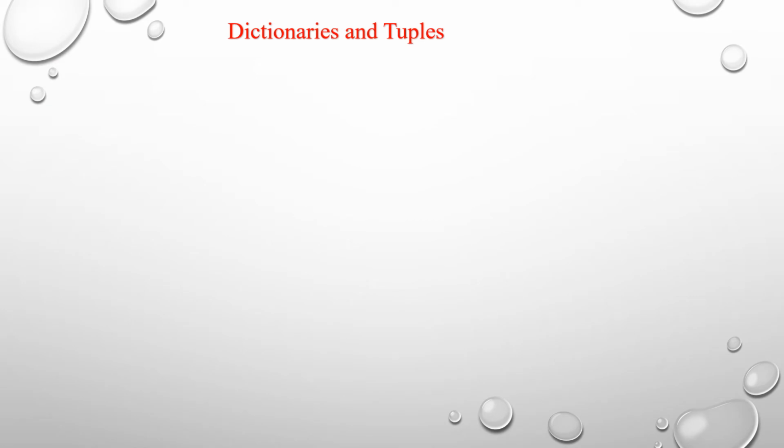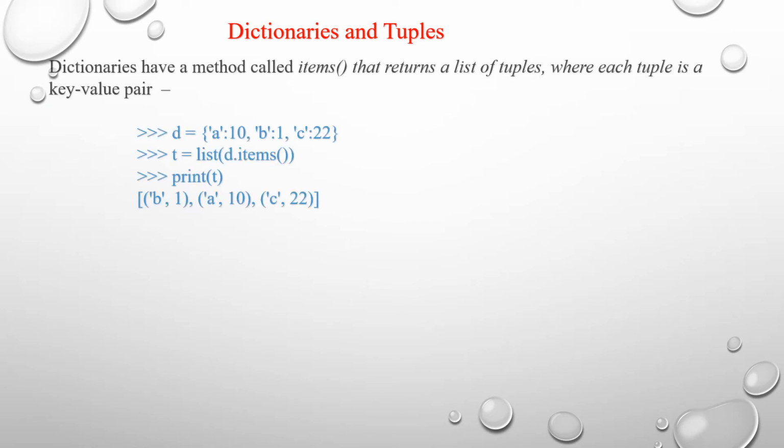Now we will look into dictionaries and tuples. Dictionaries have a method called items that returns a list of tuples, where each tuple is a key and value pair. So let's consider an example. This is my dictionary. I name it d is equal to a colon 10. This is the key and its value is 10. The next is b colon 1 and next one is c colon 22. Here a, b and c are the keys, and 10, 1 and 22 are the values.